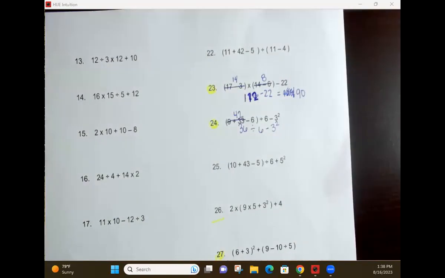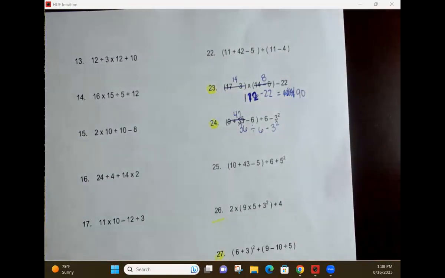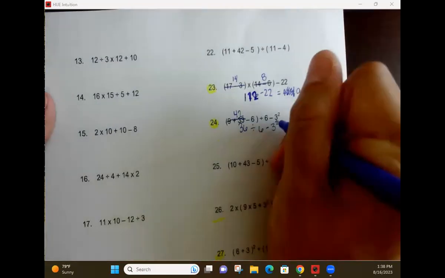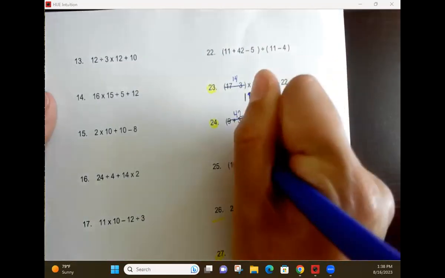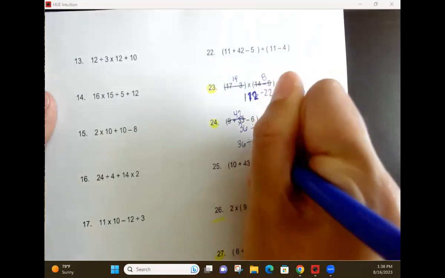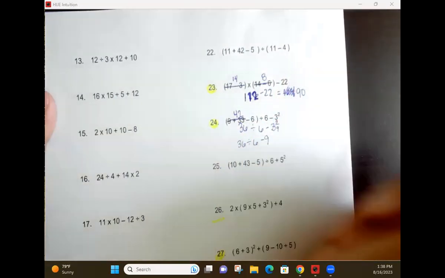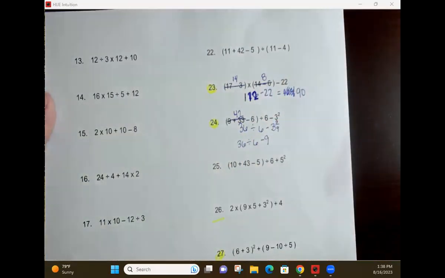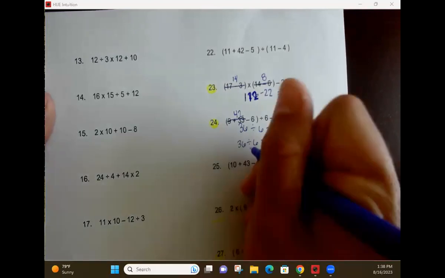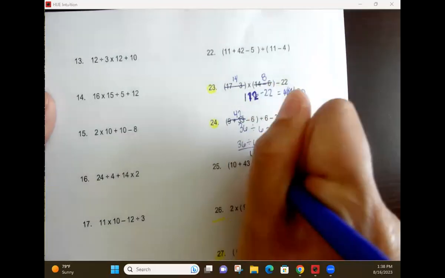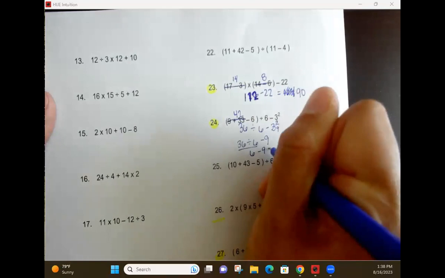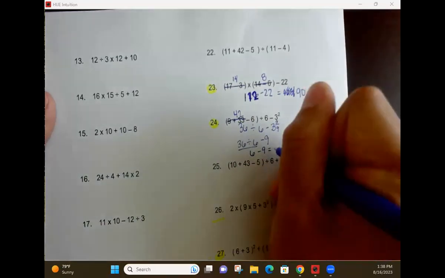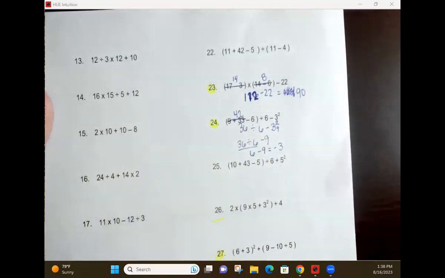What should I do next? The exponent. Okay, I should do the exponent next. So 3 squared is 9. So I've got 36 divided by 6 minus 9. What operation do I look at next? The division. 36 divided by 6 gives me 6. Minus 9 is another negative, negative 3 this time.